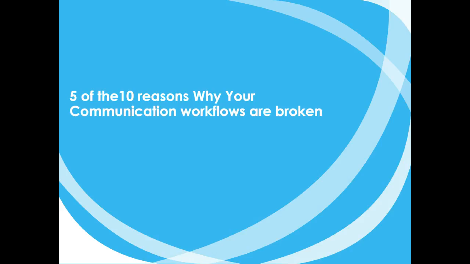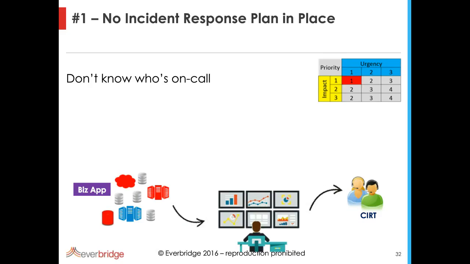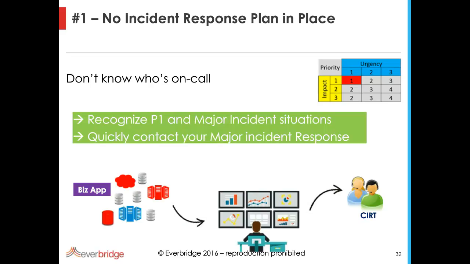So the first reason why the process may not be optimized is in some organizations we see that when they are facing a major incident, they just don't have a plan in place. They don't have a communication plan in place, so they don't even know who's on call and who's called. So recommendations here. Be prepared, because failing to prepare is preparing to fail. So be prepared. Know that when there's a P1 identified or major incident, make sure you have the steps and you know exactly what to do, so you can quickly contact your major incident response team.